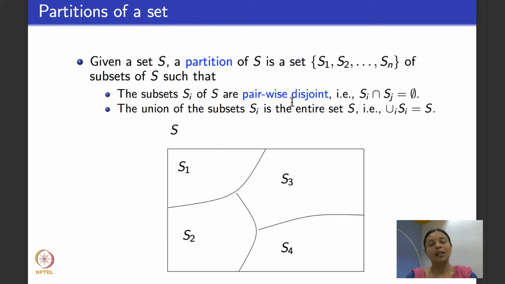The number of subsets that I divide it into should be finite. In this case, it's n. Each of these subsets should not have anything in common with any other subset. That is, they should be pairwise disjoint. And put together, all the subsets together constitute the entire set S. Nothing is left out after partitioning the set S. So in this small figure here, the set S is partitioned into 4 partitions, S1, S2, S3 and S4. If you see, put together, these 4 partitions constitute the entire set and they are pairwise disjoint. So this small example will illustrate how partitions work.